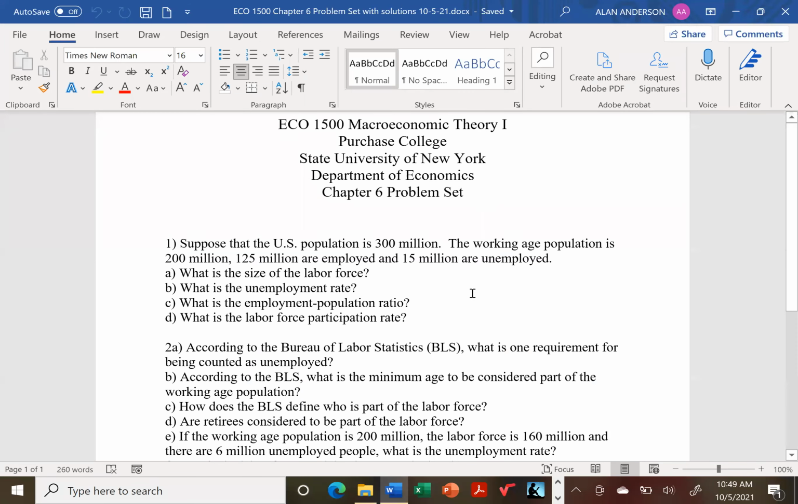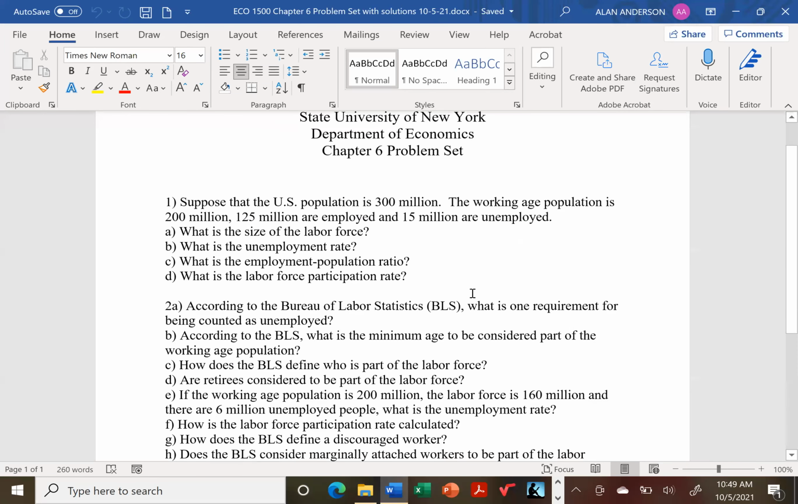All right, so we have the US population at 300 million. The working age population is 200 million, of which 125 million are employed and 15 million are unemployed. Okay, so what about the labor force?